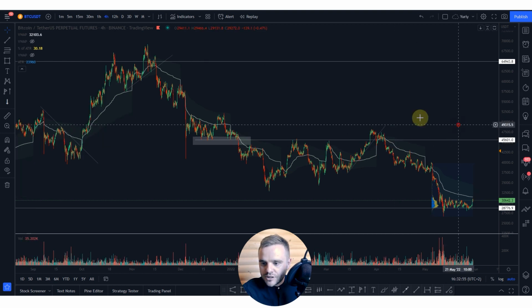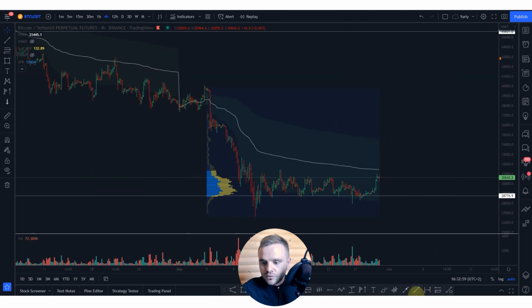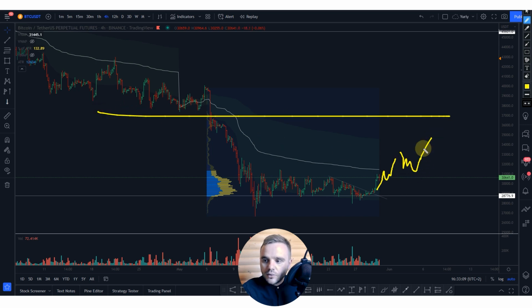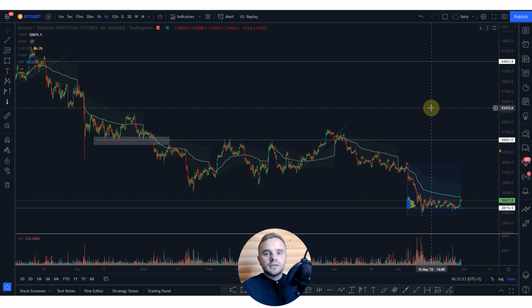At this moment, pay attention that the local trend line is already broken, and price is close to VWAP. If price at this moment breaks VWAP, for me it would be a signal that a local or even midterm uptrend has started.